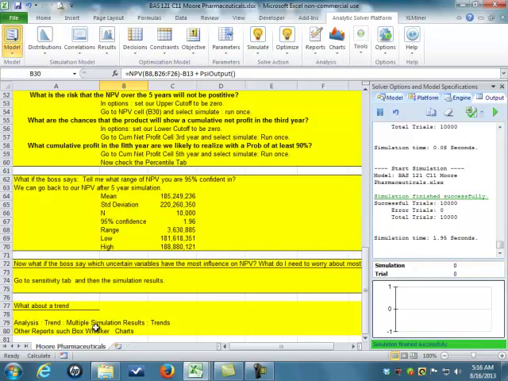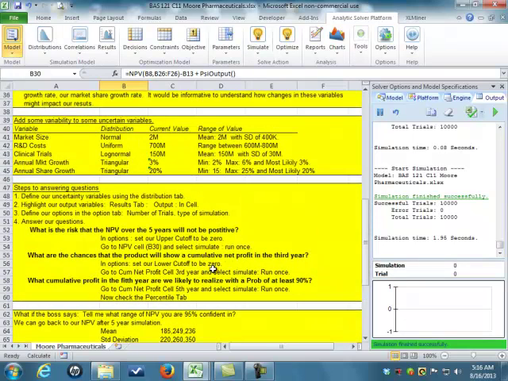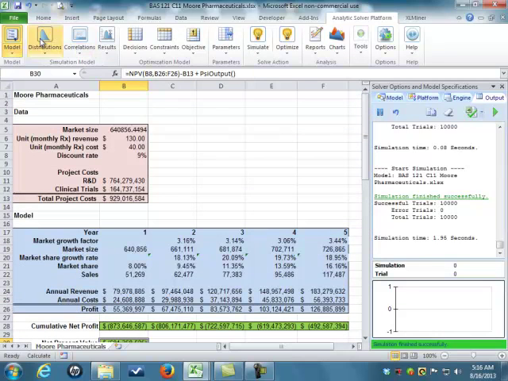So we've shown you the trends, the box whisker. We've shown you how to get sensitivity tabs. We've shown you how to calculate the confidence interval around these things, answering some questions. Any questions? Let me know.